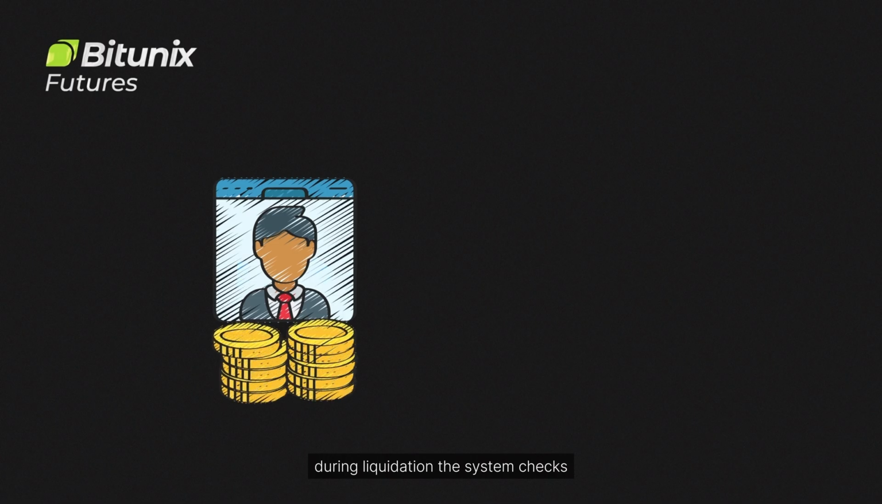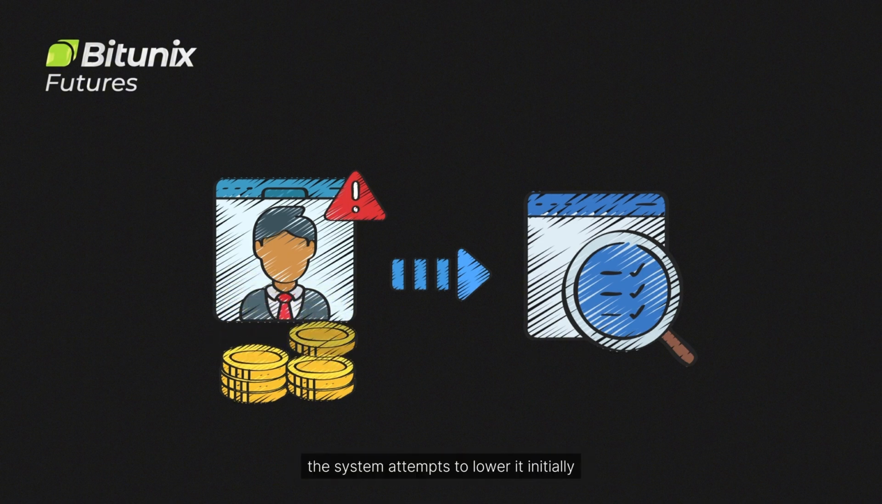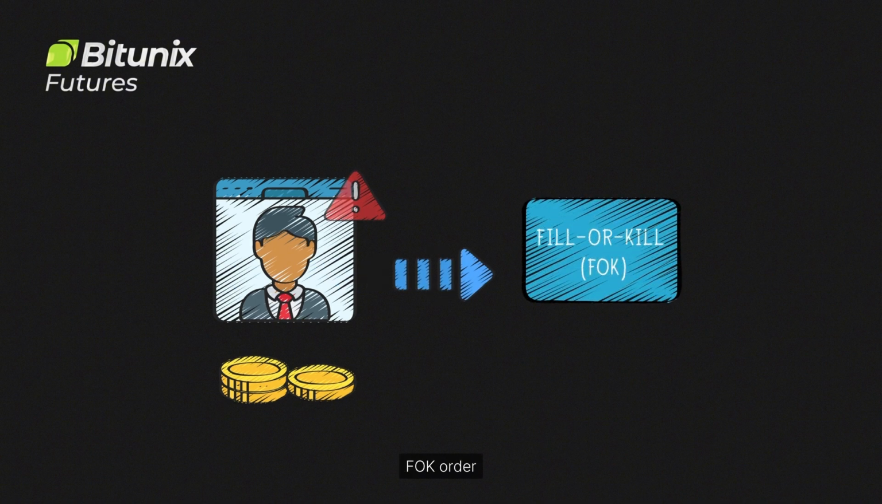During liquidation, the system checks if the user's position is at any risk limit tier. In scenarios where the risk limit tier is at Tier 1 or higher, the system attempts to lower it initially. If it persists, the position undergoes partial closure through a fill or kill (FOK) order.